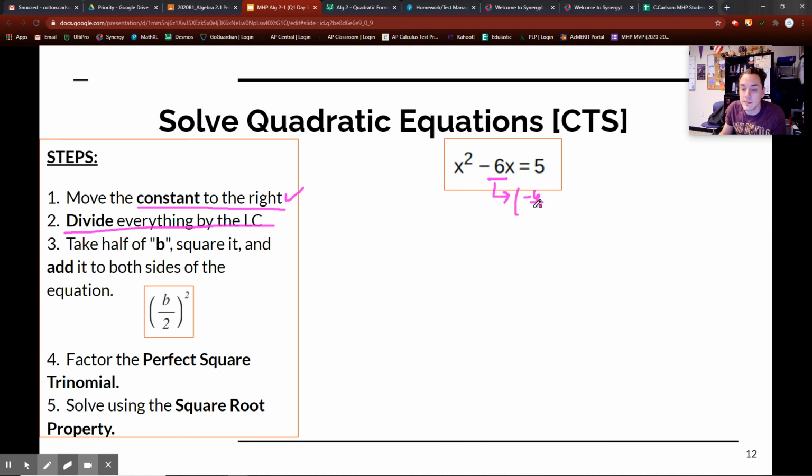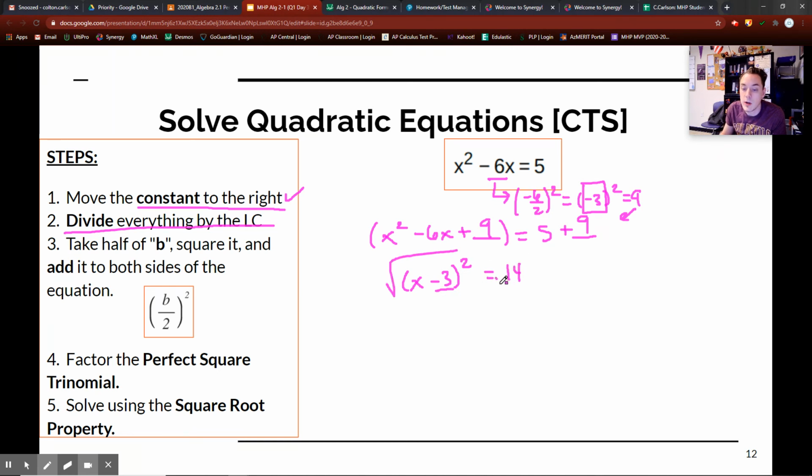What's half of 6? And then squared, that's going to be -3, and then squared, so 9. So my basic template is x squared minus 6x plus blank equals 5, and then plus blank. What's that blank? That blank is 9. So that is my perfect square trinomial. So this is going to be -3 squared. Remember, you can just take that number, and that's going to be the -3. And this equals 14.